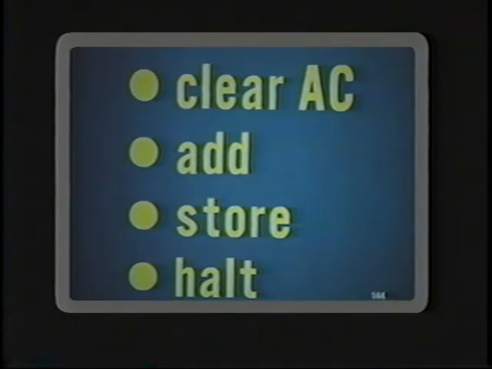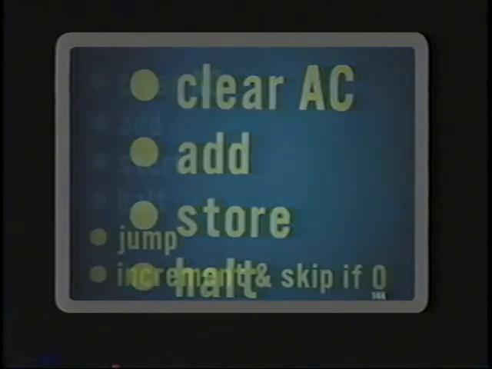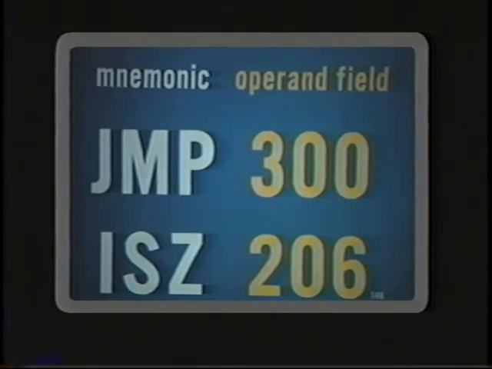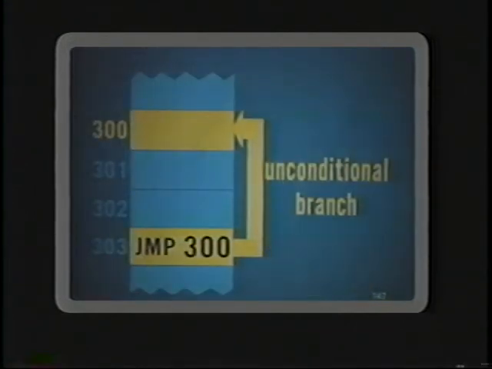Earlier in this lesson, we developed a program using these 4 basic instructions. Now let's add 2 program control instructions to our instruction set: a jump instruction and an increment and skip if 0 instruction. We will be using the mnemonics JMP and ISZ to represent these 2 new instructions. Our jump instruction causes the computer to branch unconditionally to another point in the program. In this example, the jump instruction tells the computer to retrieve its next instruction from memory location 300.